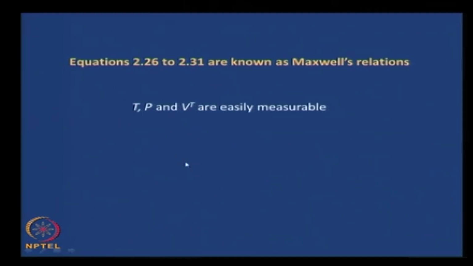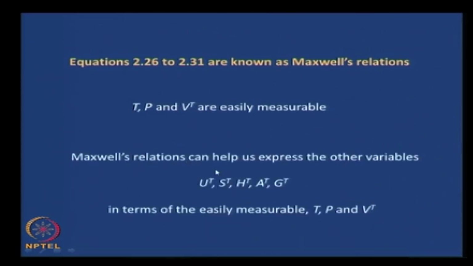As I had already mentioned, it is worth mentioning again, temperature, pressure and the total volume are easily measurable. Maxwell's relations can help us, that is one of the things that they do, you can do many other things with them, can help us express the other variables such as Ut internal energy, St entropy, Ht total enthalpy. All these are total quantities since there are more than 1 mole of the pure substance that we are considering here. At is total Helmholtz free energy, and Gt is total Gibbs free energy. All these can be written in terms of easily measurable T, P and total volume, and therefore by these measurements under suitable conditions we can estimate these thermodynamic variables Ut, St, Ht, At and Gt.